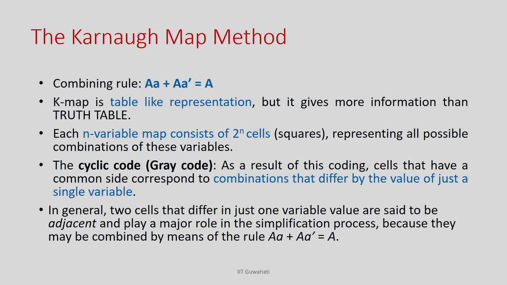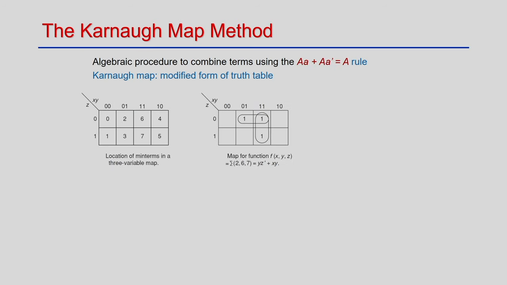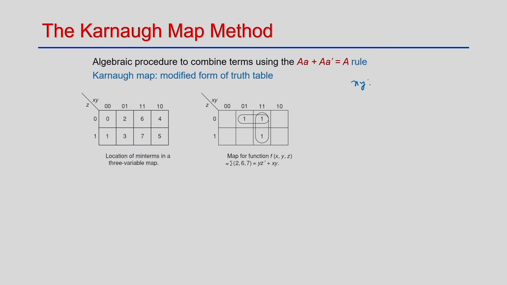So we need a better representation. For that we go by this Karnaugh map. In the Karnaugh map, we take a table representation. We take the same xyz variables, but I'll put those values in tabular form. For three variables, I'll take a table like this, where the columns represent the possible values of x and y, and the rows represent the possible values of z. For x and y, what are the possible values? 0 0, 0 1, 1 1 and 1 0.